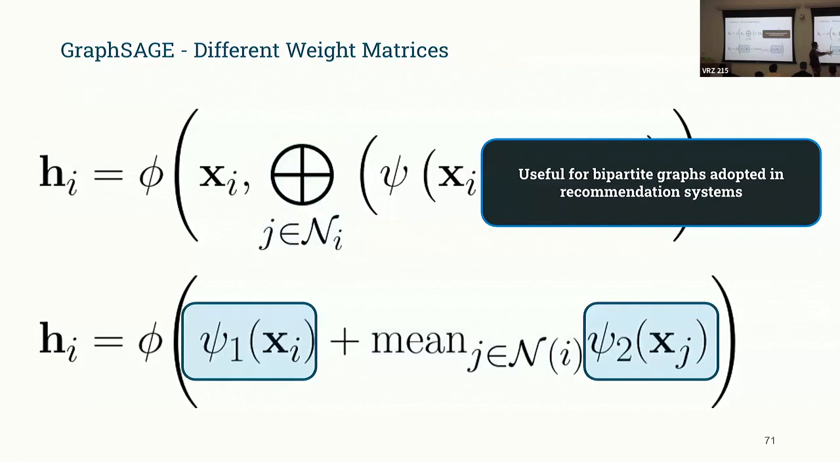But in the case of GraphSAGE, the original implementation used two different weight or parameter matrices, W1 and W2. And why is it done? Because GraphSAGE was developed with recommendation systems in mind. If you think about Netflix, I'm not connected directly with all the other users, like on Facebook or Instagram. The connections that I have are with the movies that are on the platform.